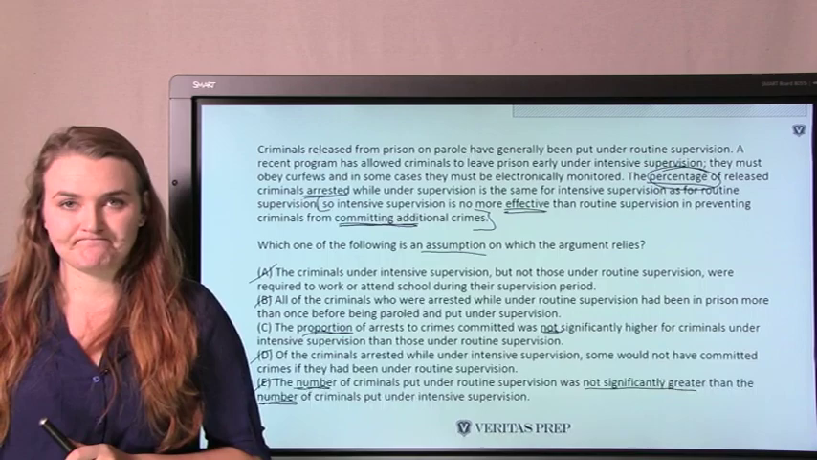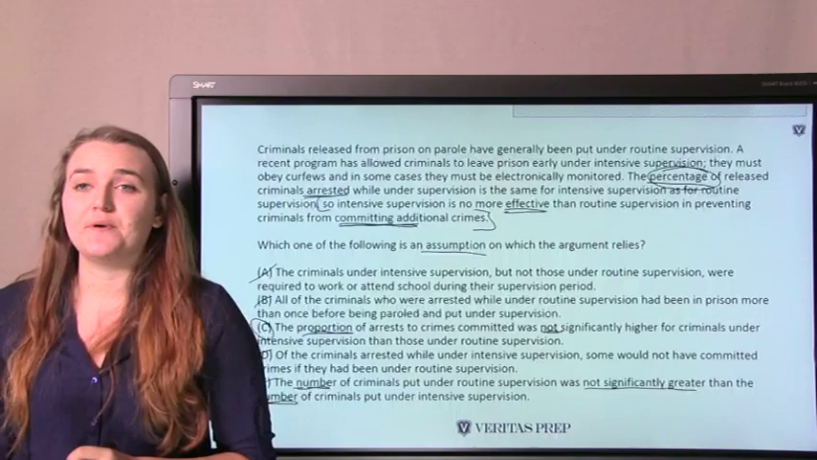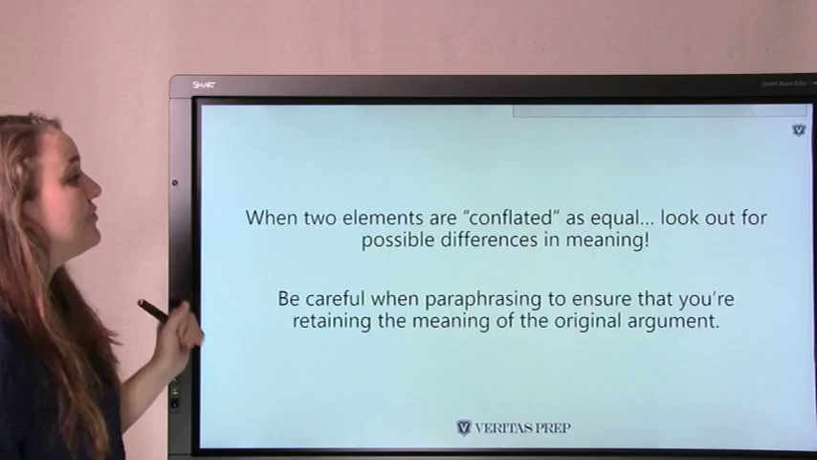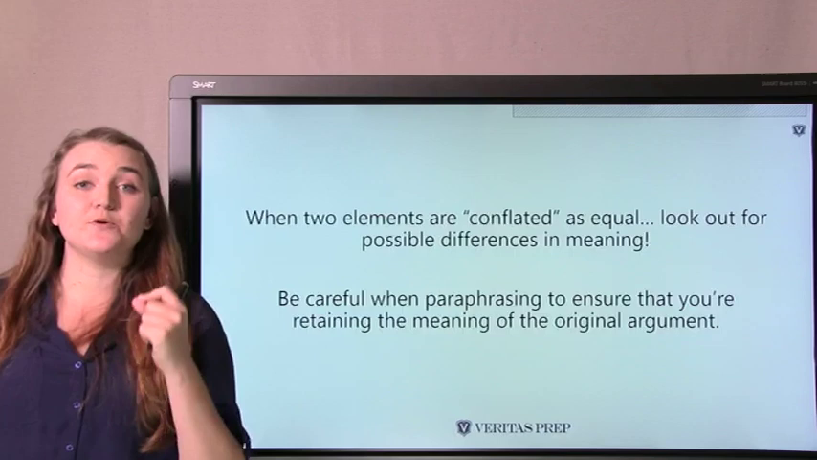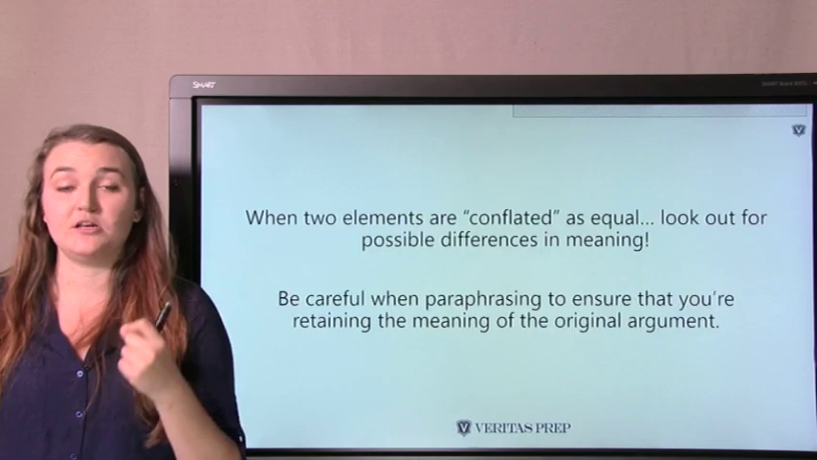All right. Very nicely done, guys. Jump in if you have questions for me on this one, but here are a couple of the big takeaways to keep in mind on this particular example. When two elements are basically conflated, when they're posed as equal, we want to look out for possible subtle differences in meaning, because that's almost certainly what the potentially flawed assumption inherent in the argument will key in on.